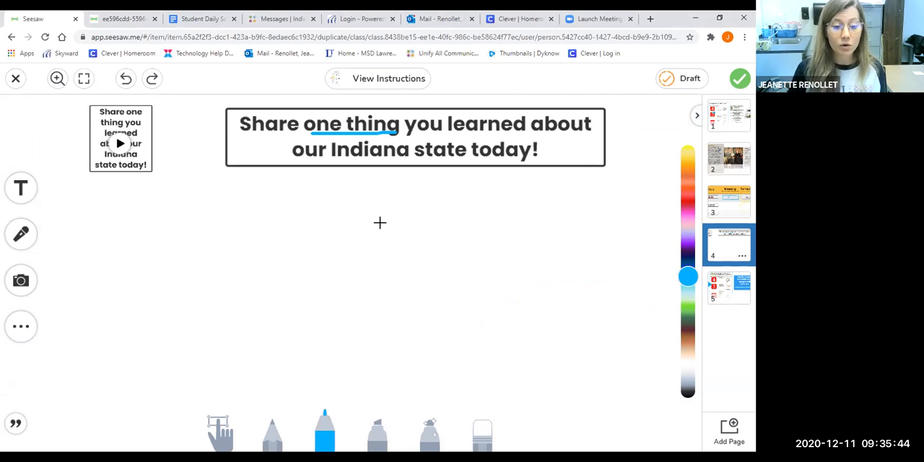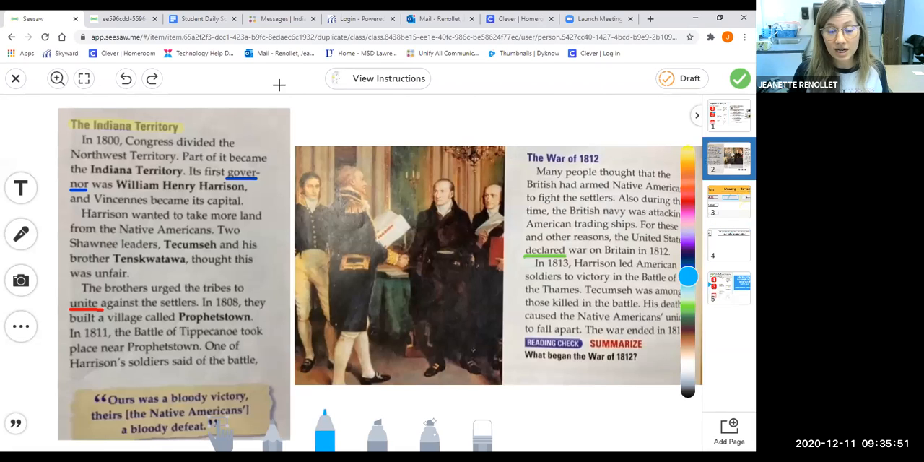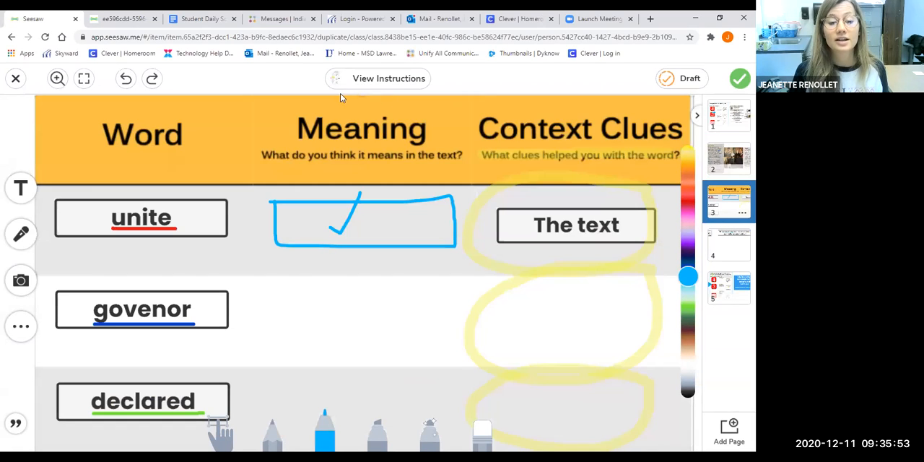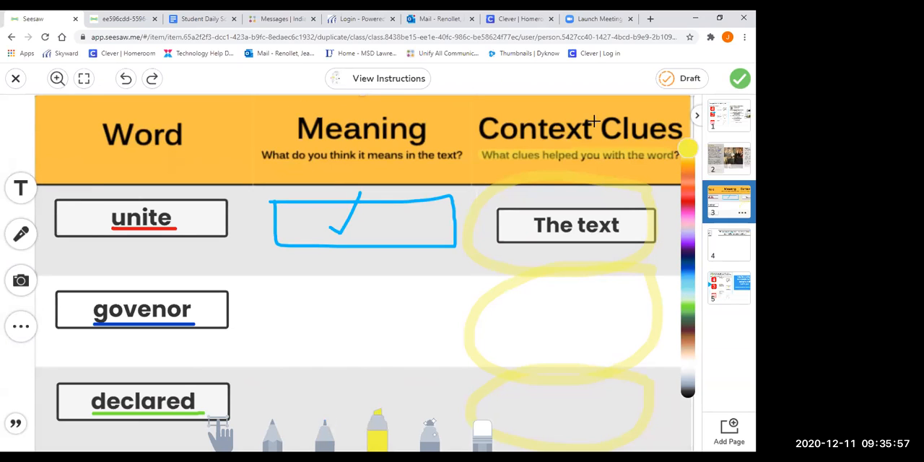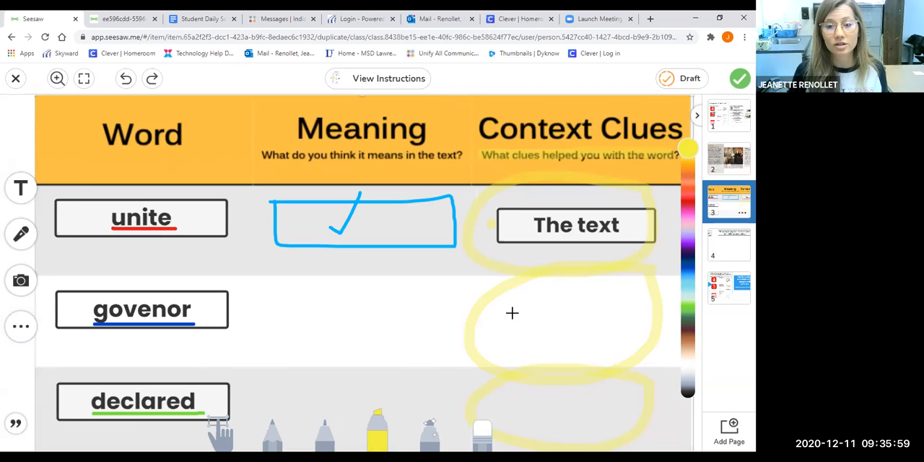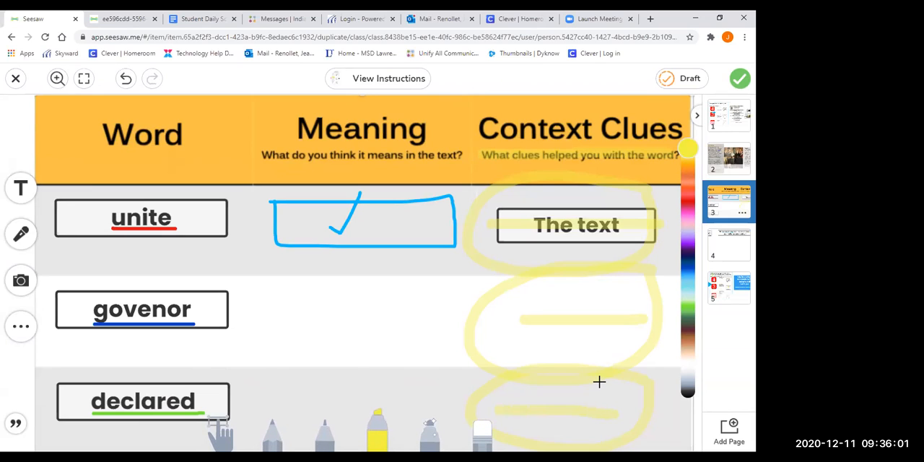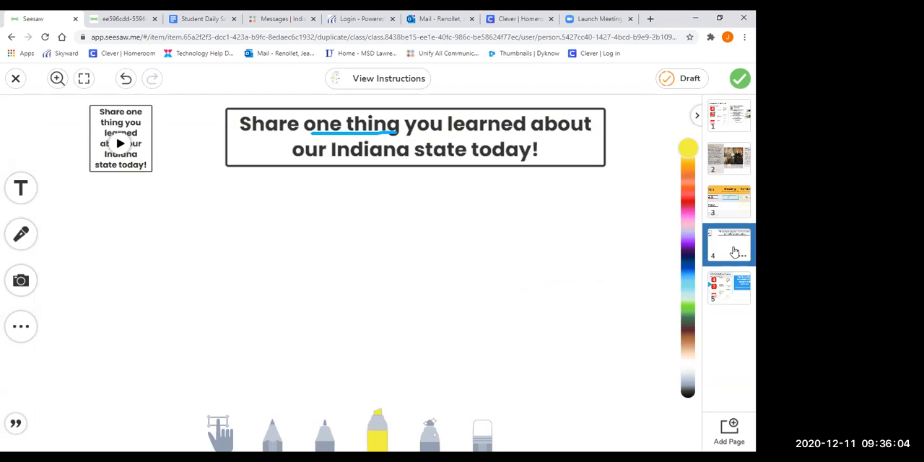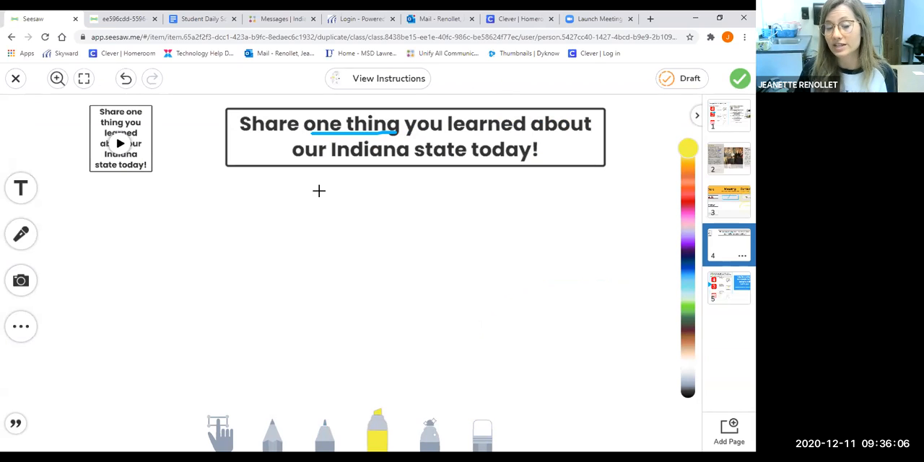Okay, it is now going to be your work time. You can take a quick break before you begin, and then you need to finish reading your text, finding your context. Don't forget, today we're really focused on what clues helped you. And then you will share one thing you learned about our state today.